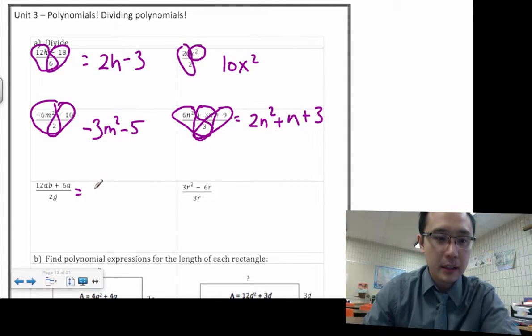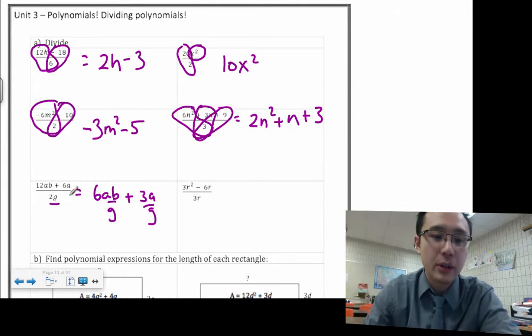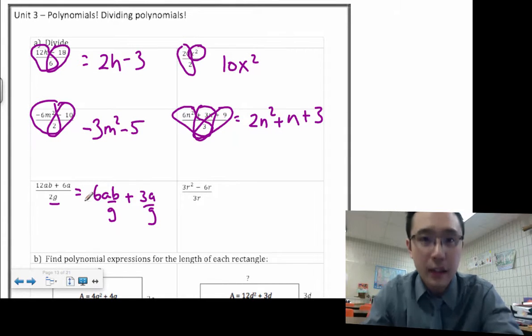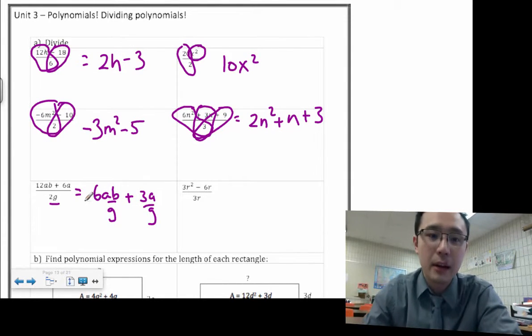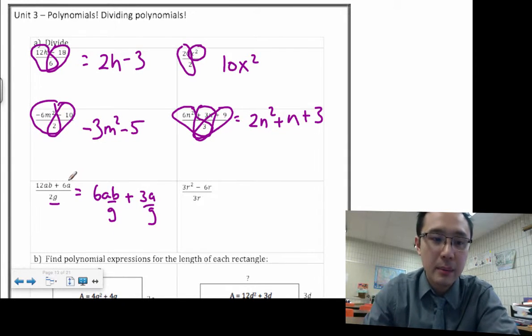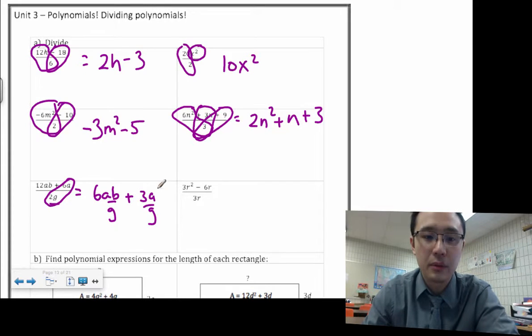And let's keep going. This is going to be 6ab over g plus 3a over g. Now, this one you might be asking, well, what do we do with the g? It's a great question. Since ab cannot be divided by g and g cannot be canceled out, you just leave it as it is. So notice I have ab divided by g. There's nothing I can do, so just leave it in the fractions. So same as here, 6a divided by 2g, the numbers can be divided. 6 divided by 2 is 3, but a and g won't cancel out, so just leave it.